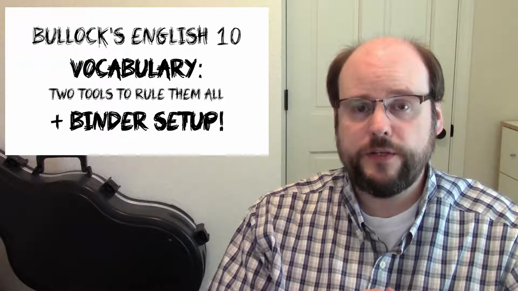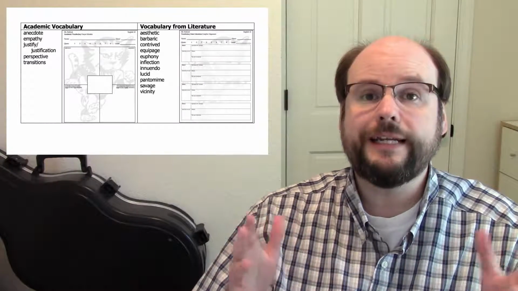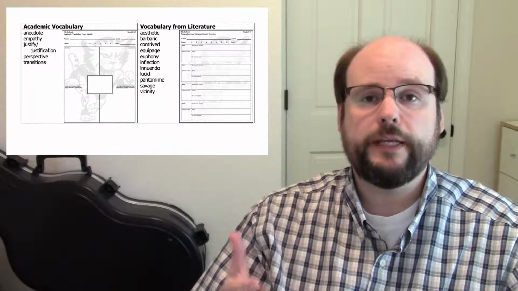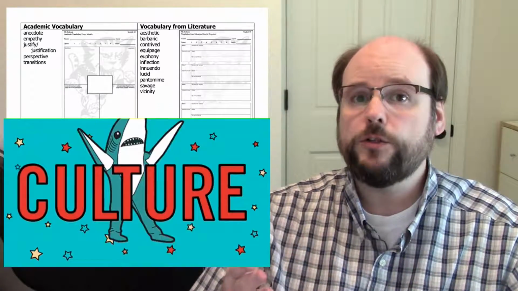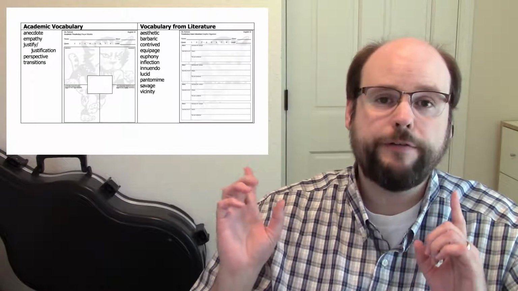In most quests, you are going to see something that looks kind of like this, which is a list of academic vocabulary. So the important ideas and concepts that we're covering in class, they might be literary, they might be related to writing, they might be related to some of the ideas we're talking about, like culture, which is the theme of this year. And you're also going to see vocabulary from literature.